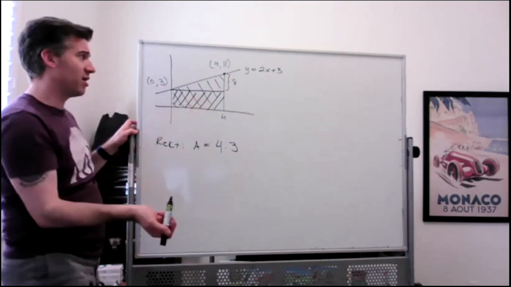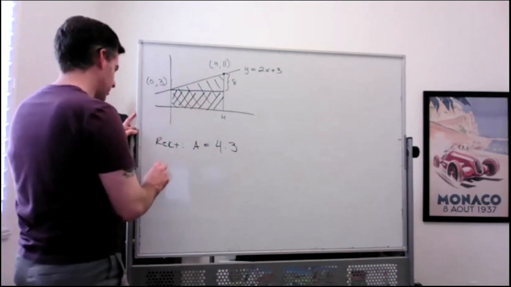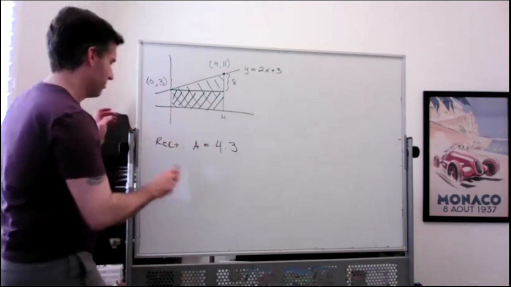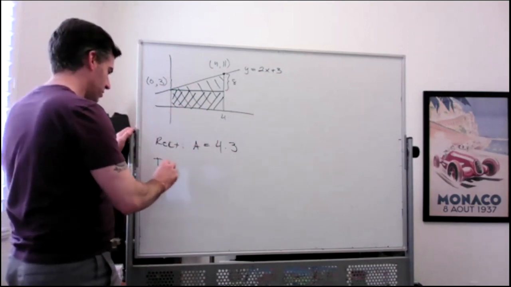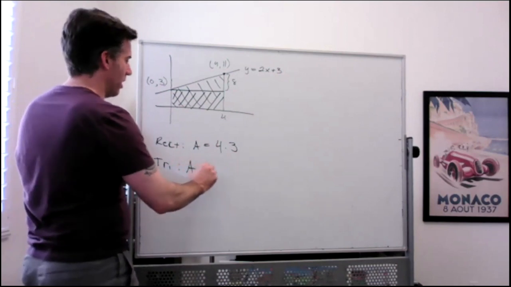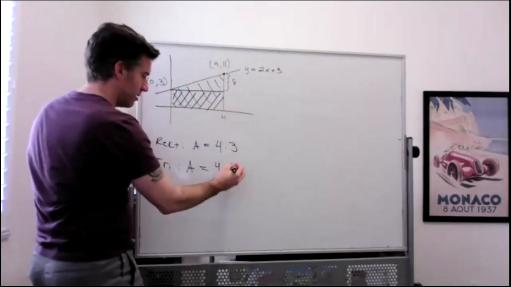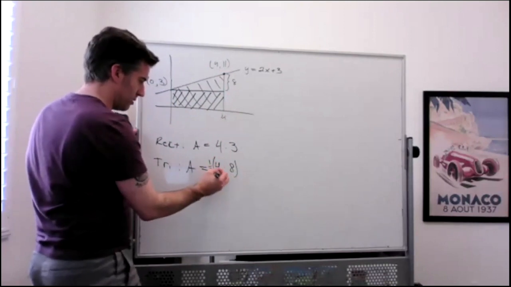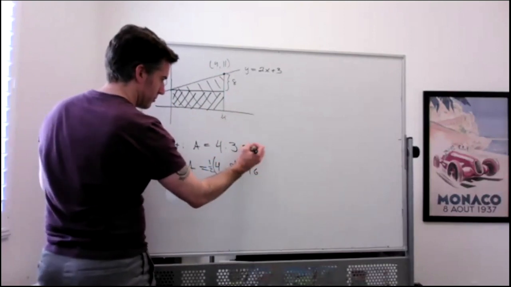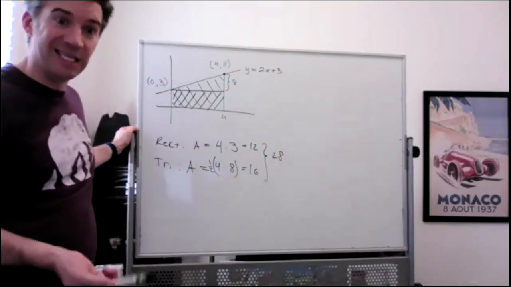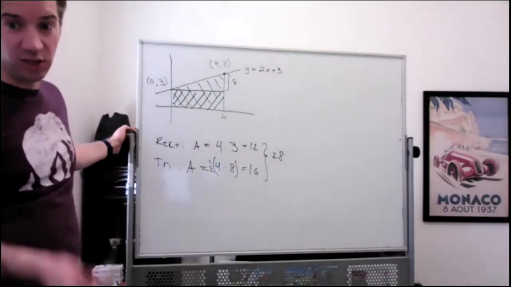So the rectangle has an area of 12. And now again, I will point out my drawing is really not to scale. The triangle has base 4, height 8, and it's 1/2 base times height, which is going to give you 16. So the area is indeed 28. We can see that using geometry.